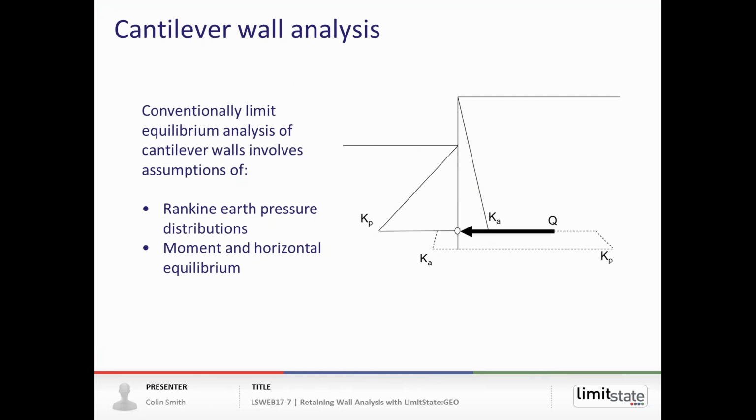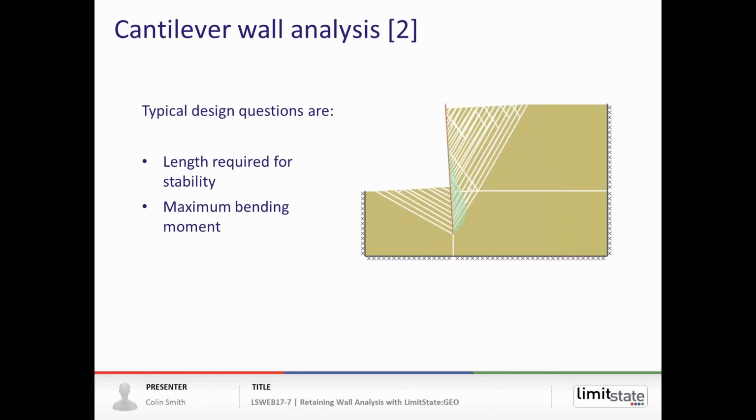So a classic cantilever wall type analysis, sheet pile wall analysis, involves assumptions of Rankine earth pressure distribution. So we assume, as I've said before, the wall is failing, the soil is failing around it, and that we have a point of rotation towards the base of the wall, such that we get active and passive here, and they flip over below, and we look for horizontal and moment equilibrium in order to do our design and analysis. So typically we're interested in what length do we need for stability and what is the maximum bending moment that we're going to get in that wall. So we'll have a look at a model for that.